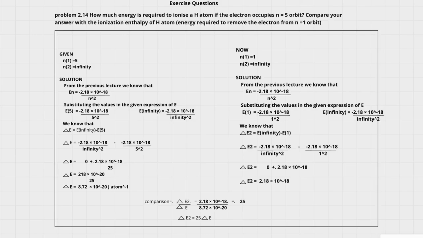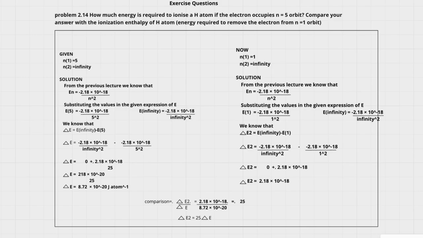Now, n1 equals 1, n2 equals infinity. Substituting the values in the given expression, E1 equals minus 2.18 into 10 raised to the power minus 18 divided by 1 square. And for the second value, E infinity equals minus 2.18 into 10 raised to the power minus 18 divided by infinity square. Similarly, delta E2 equals E infinity minus E1.